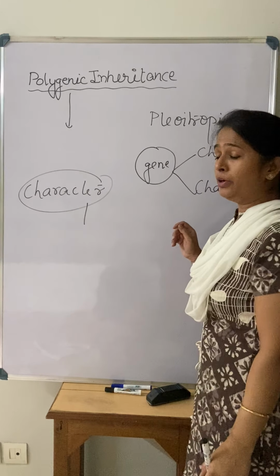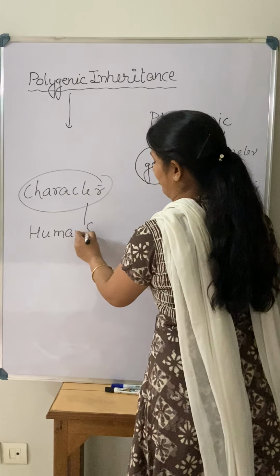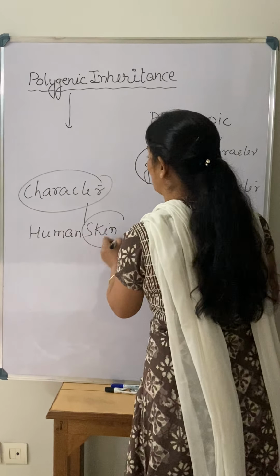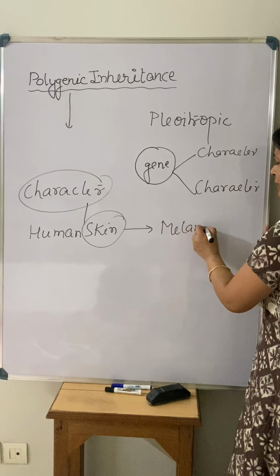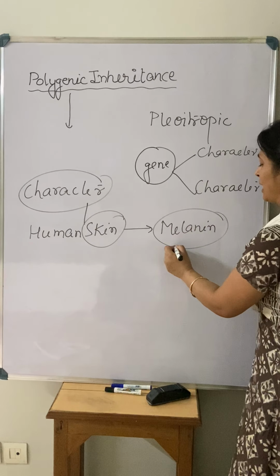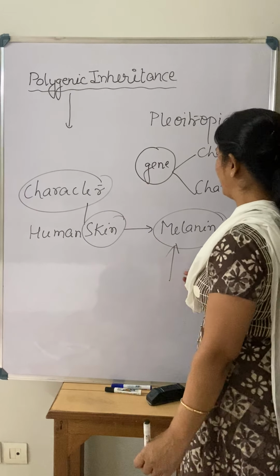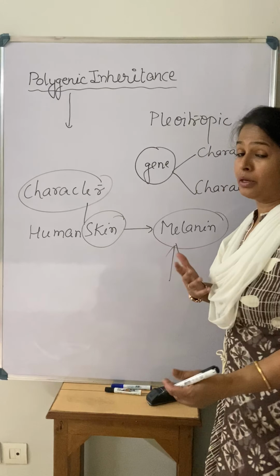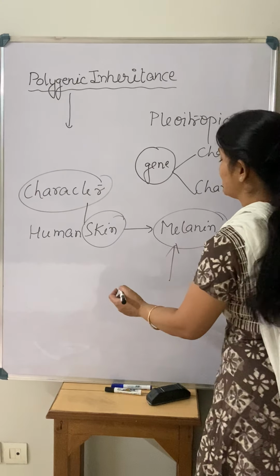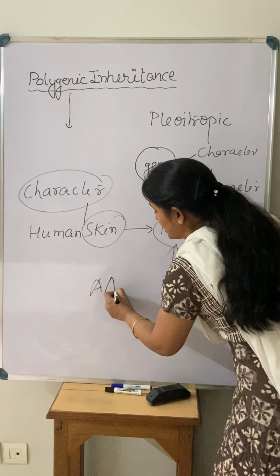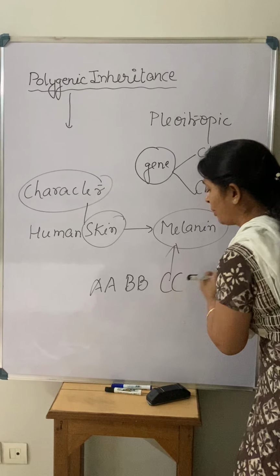For example, if we talk about human skin, human skin is controlled by a pigment. The name of that pigment, you know very well, is melanin, right? And this melanin is present in our skin and is controlled in our body by three pairs of alleles. So we symbolize it as capital A, capital A, capital B, capital B, capital C, capital C.